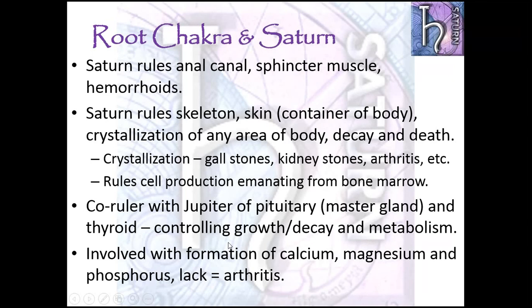So here again, you can start to see some of the things that Saturn rules, and where you can see perhaps distortions in the root chakra or weaknesses in the root chakra if you see stressful aspects to Saturn. All right. Saturn rules the anal canal, and it rules that lower sphincter muscle that allows us to have the elimination process. It also rules hemorrhoids, which is when this whole elimination process is not functioning very well.